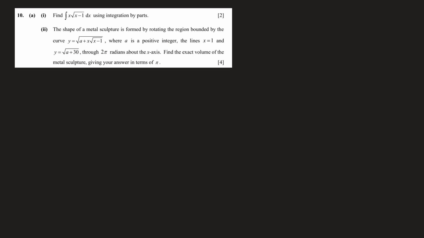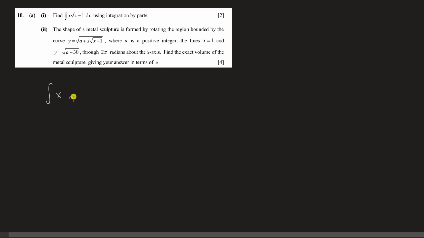Question 10 is a two-parter. The first one wants you to do integration by parts and then asks you to find volume in part 2. The next one, which I haven't shown yet, is a Riemann sum question. So let's focus on just part A. Find the integral of x root x minus 1 dx using integration by parts.